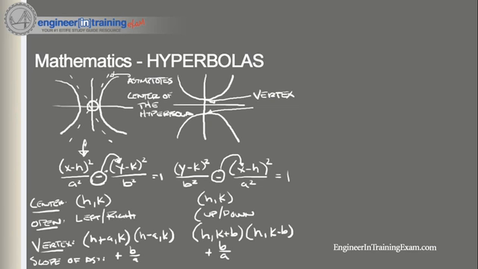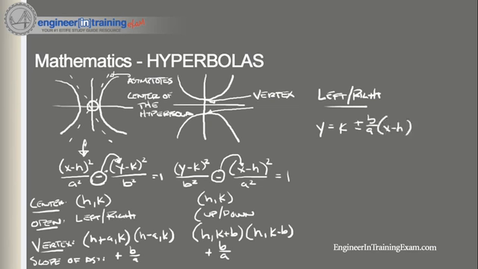Now for the one that opens left and right, I'm running out of room, so I'm just going to move over here. The hyperbola that opens left and right, the equation for the asymptotes is y is equal to k plus or minus b divided by a, which is the slope of the asymptote, times (x minus h).